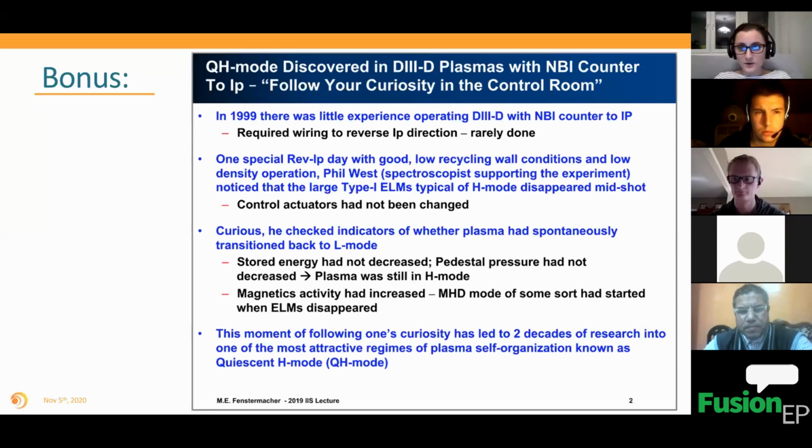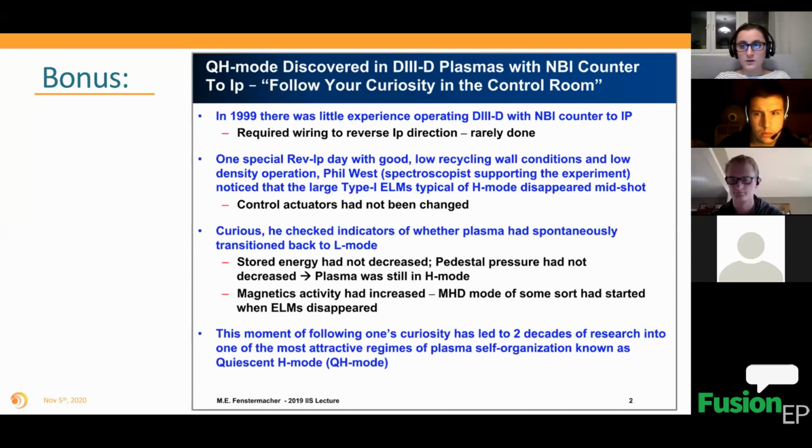Yeah, and the connected question is, can you decouple the impact of the presence of the fast ions and the torque on the pedestal?